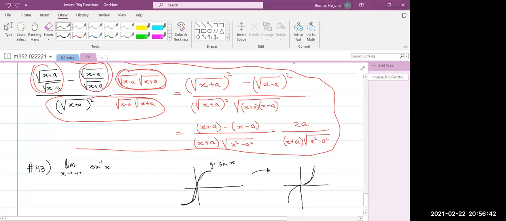Now the thing is, you are approaching -1 from the right hand side. What will the value be? -π/2, right? -π/2. And actually, because of the continuity, now notice that you can just do this right away. This is sine inverse of -1, which is -π/2.